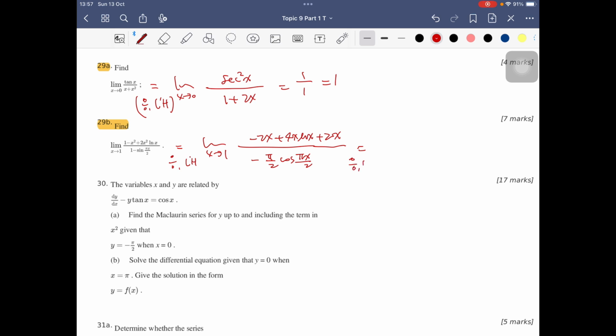So let's go to another one. And pi squared over 4 sine pi x over 2. Oh, sorry, this is 1. Negative 2 plus 4 ln x plus 4 plus 2. So when I input 1 into x, this goes to pi squared over 4 and 4. So eventually this becomes 16 over pi squared.